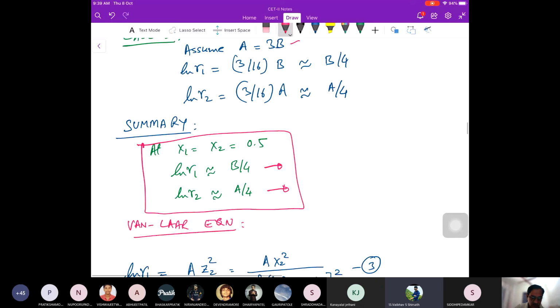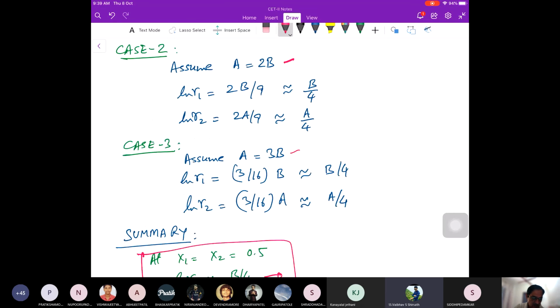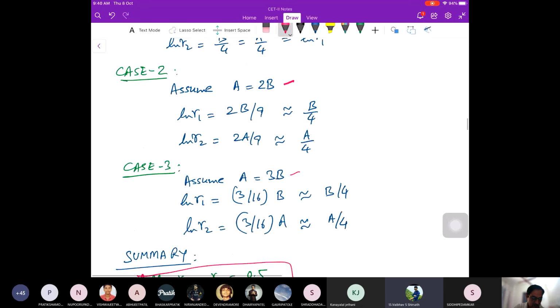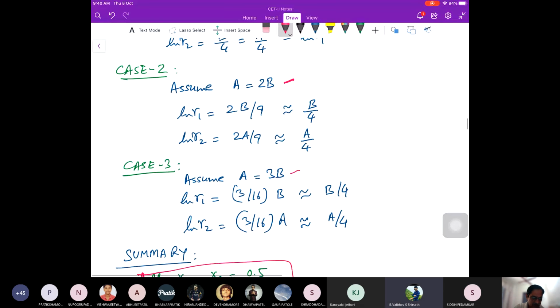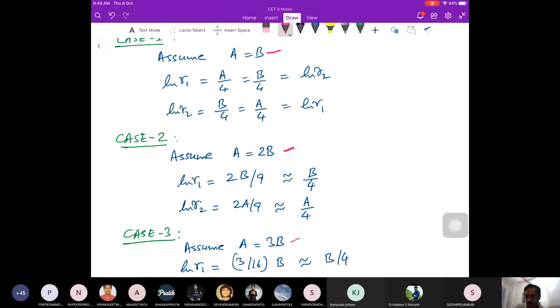Sir, can I put b equal to a by 4 in the gamma 1 equation as well? In the case of a equal to 2b, in ln gamma 1 we put a equal to 2b, so it came in the form of b, so can I also put b equal to a by 2? See, this is just a case we are looking at. Values of a and b can be that a is equal to b, a equal to 2b, a equal to 3b.